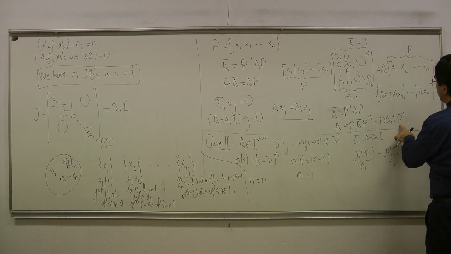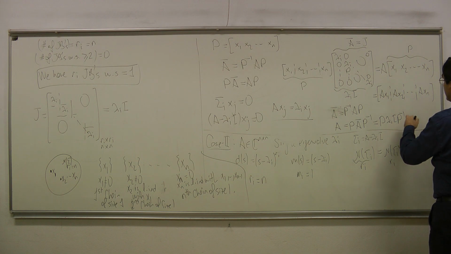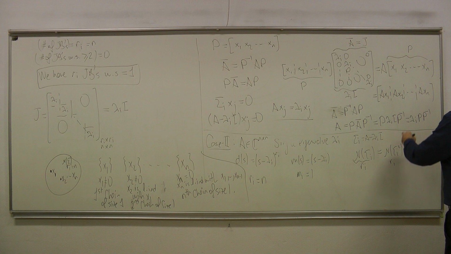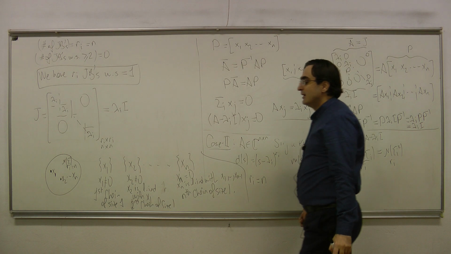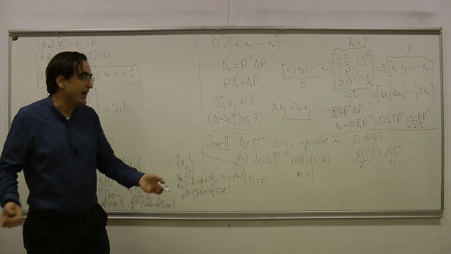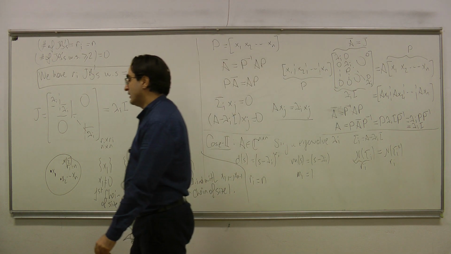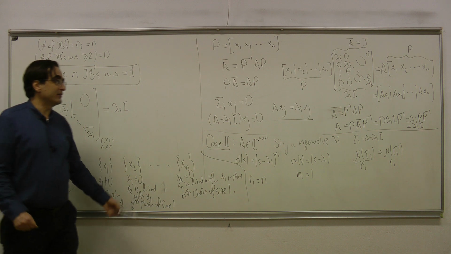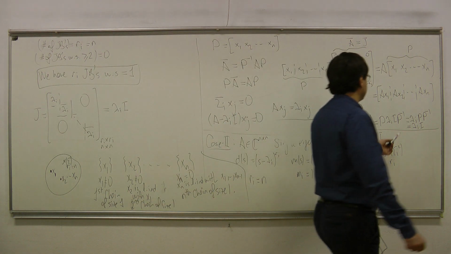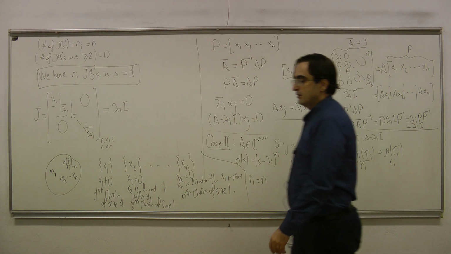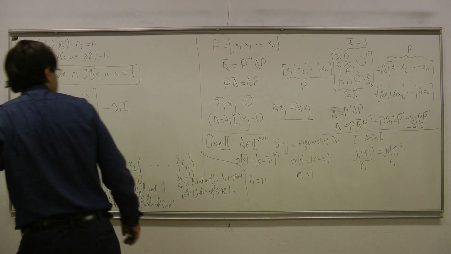But the identity multiplication with P inverse would give me P inverse. So this would be lambda I times P inverse. But P times P inverse is identity itself, so I get lambda I identity. So in this case, you see that the A matrix itself should be a factor of the identity matrix, lambda I identity. That is actually a very interesting fact.